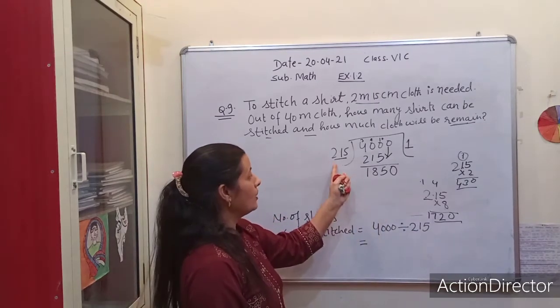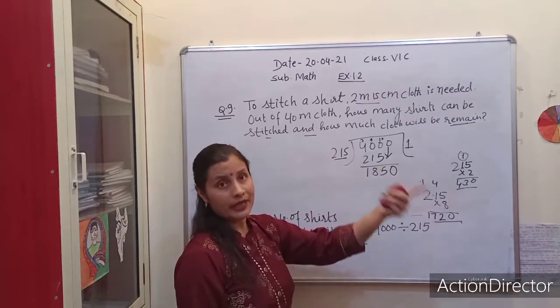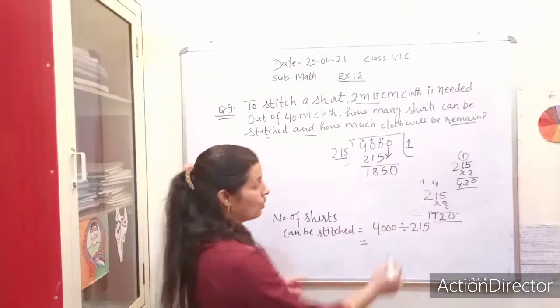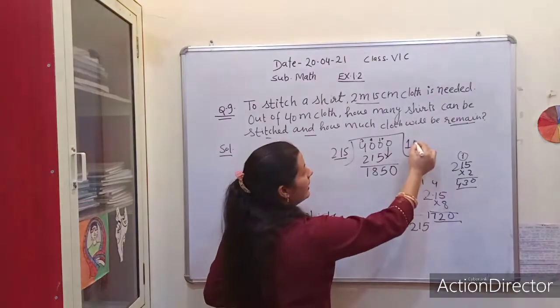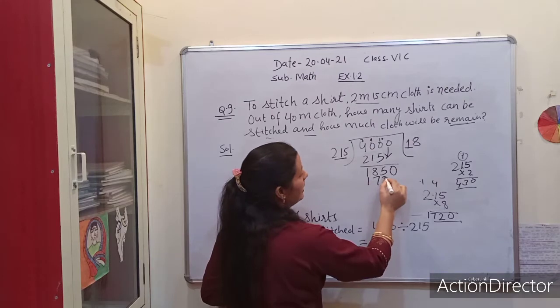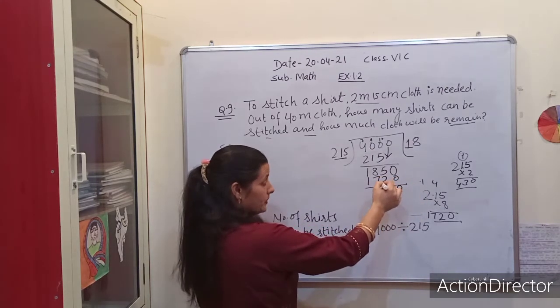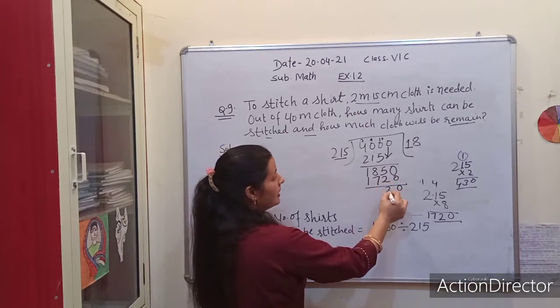If I divide 1850 by 9 times, the number will be greater. So I will divide it 8 times. Okay, 215 8s are 1720. Now subtract it. 0. Take out 2 from 5, 3.